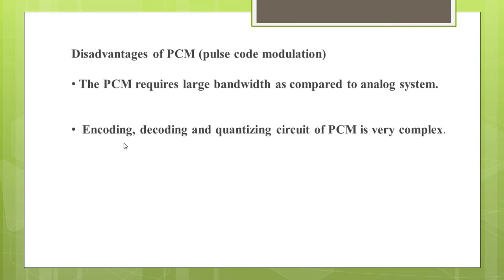Another disadvantage is that the encoding, decoding and quantizing circuits are very complex. Since the circuit is complex, it also requires a higher cost. So these are a few disadvantages of pulse code modulation.